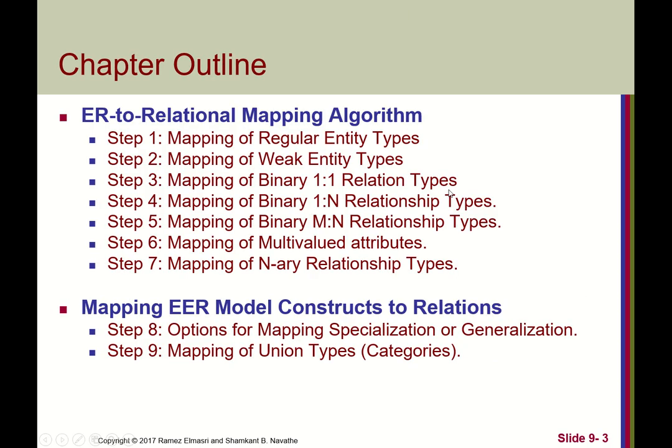So let's discuss the ER to relational mapping in this video. There are 7 steps for the ER to relational mapping: step 1, mapping of regular entity type; step 2, mapping of weak entity type; step 3, mapping of one-to-one relationship type; step 4, mapping of one-to-many relationship type; step 5, mapping of many-to-many relationship type; step 6, mapping of multi-valued attributes; and the last step is mapping the n-ary relationship type. Actually, in this video, we will be discussing the ER to relational mapping, not the EER to relational mapping, only the entity relationship model to the relational mapping.